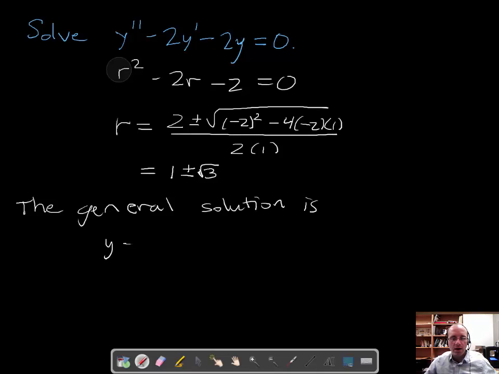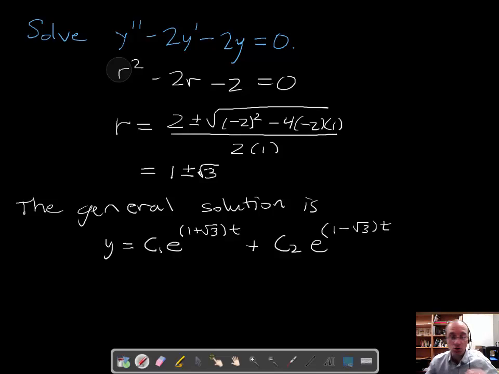is y equals c1 times e to the, and pick one of our roots, (1 plus square root of 3) times t power, plus c2 times e to the (1 minus root 3) times t power. That's the general solution to this differential equation. And it's that straightforward each time, as long as we end up with distinct real roots to the characteristic equation.